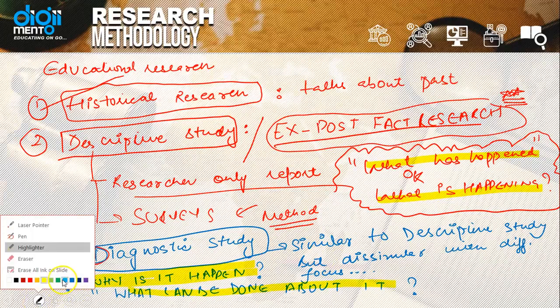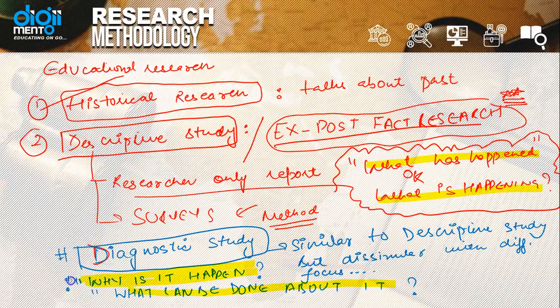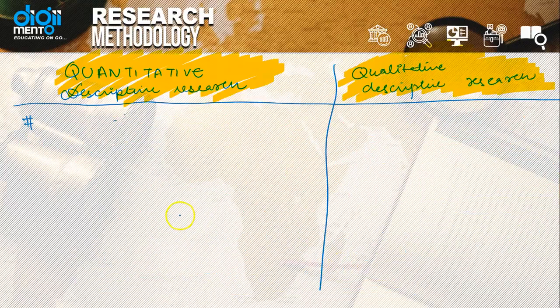So basically, the diagnostic study aims at identifying the cause of the problem and giving the possible solution, right? Now the next one is quantitative descriptive research and qualitative descriptive research. So the first difference is between the quantitative and the qualitative. The quantitative basically assumes the world is stable. It means that we can measure the data in this whole world.